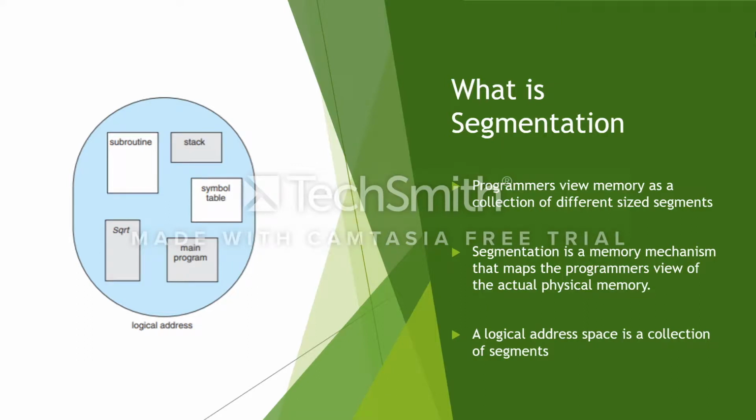Most programmers view memory as a collection of different sized segments with no particular order. The user's view of memory is not the same as the actual physical memory. Segmentation is a memory mechanism that maps the programmer's view to the actual physical memory. A programmer's view of memory consists of a logical address space, which is a collection of segments. The addresses specify each address by a segment name and offset. Usually, segments are referred to by their segment number for simplicity.